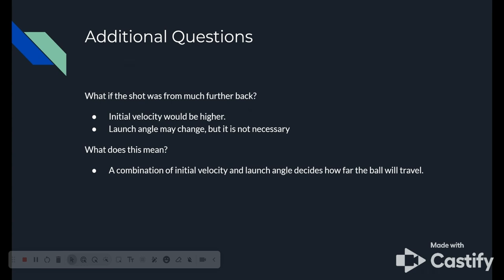what this means really is that the combination of initial velocity and launch angle decides how far the ball will travel. And in your brain, your tendency to throw something far is to throw it as hard as possible and try to throw it at about 45 degrees or a little bit lower, which makes sense with this data. And that's what would change if we change the distance.